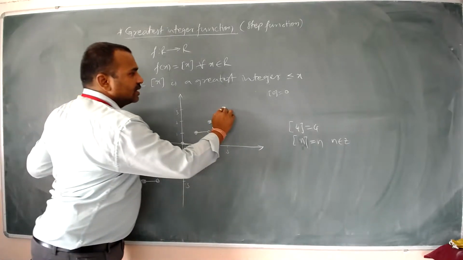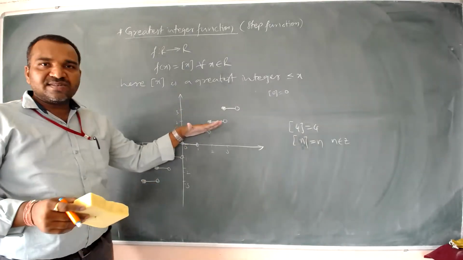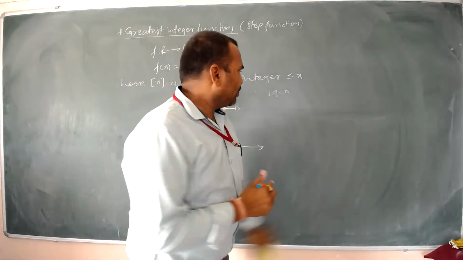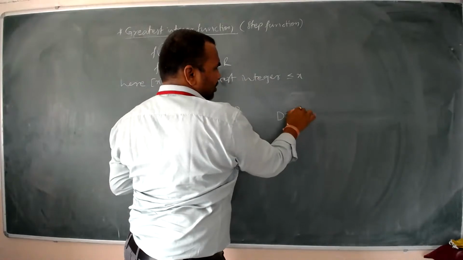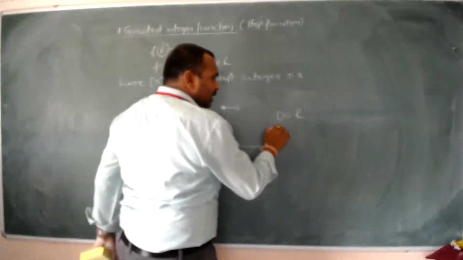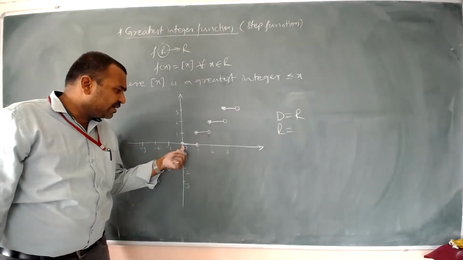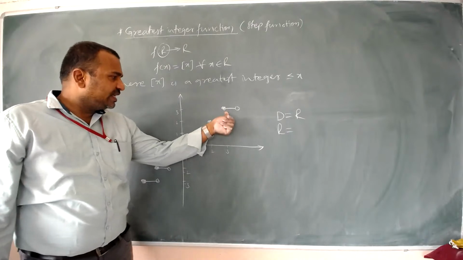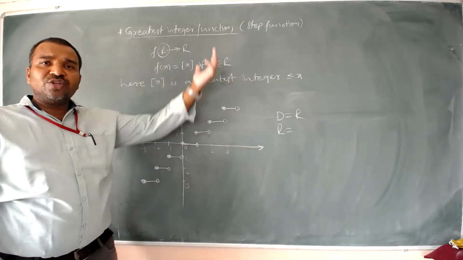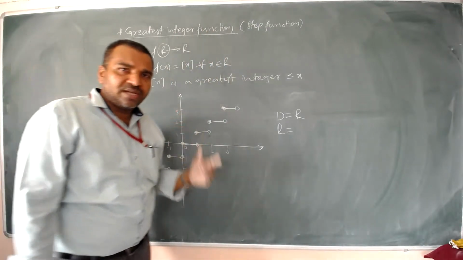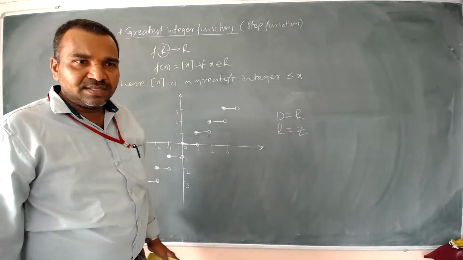This is called the greatest integer function. It's just like steps, that's why we call it a step function. Okay. Now, what is the domain? For all these standard functions, the domain is always R only. Next, the range. What is the result? What are we getting? 0, 1, 2, 3, -1, -2, -3, -4, 4, 5, 6. These are integers only. So we are getting only integers. That is, the range is the integer set.